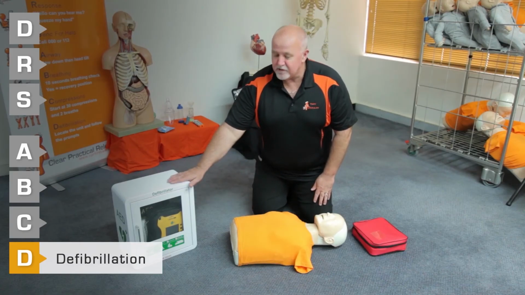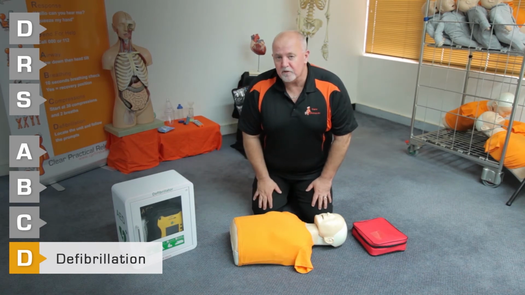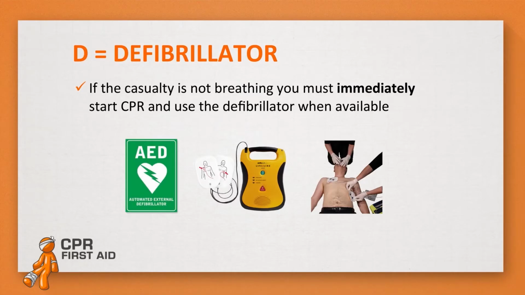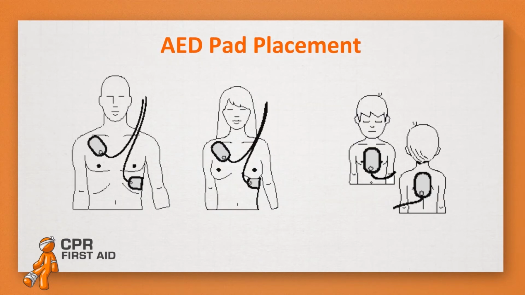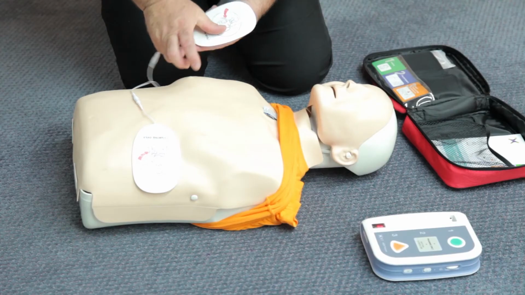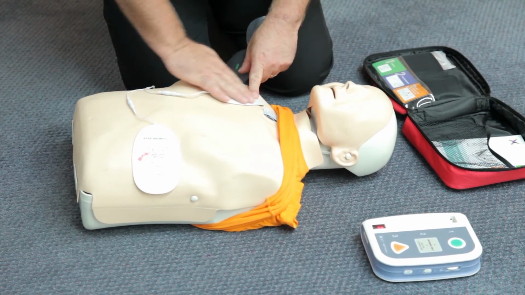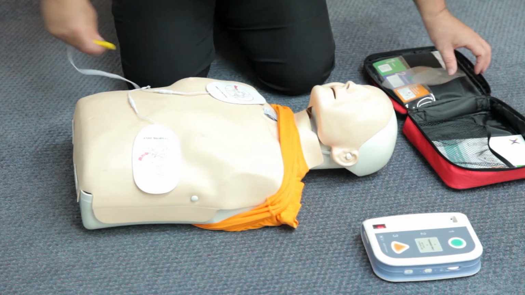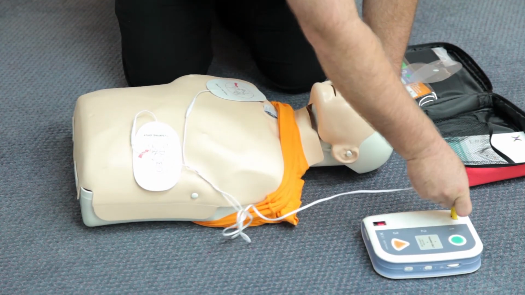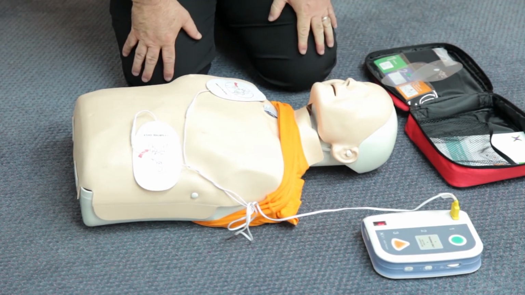Now defibrillators. They're an electronic portable device which delivers an electronic shock to the chest for a person who is in cardiac arrest. On an adult, we place the pads in the top right and the bottom left of their chest. This will enable the pads and the computerized device, the defibrillator, to identify any electrical activity within the cardiac region.